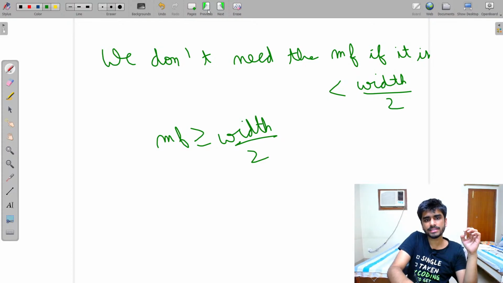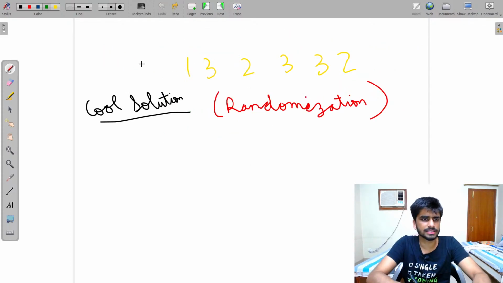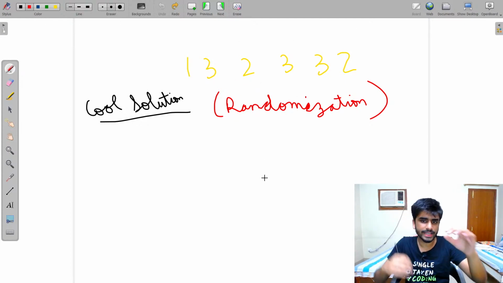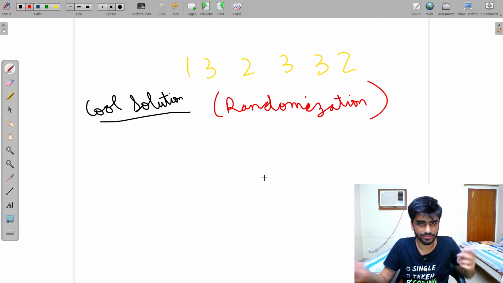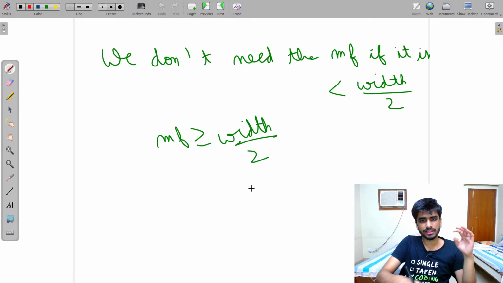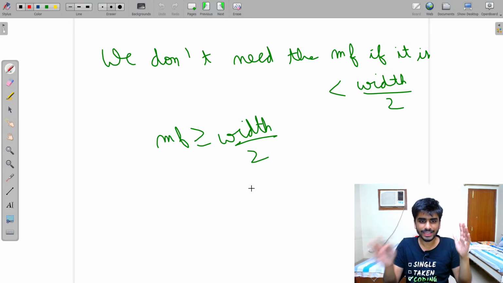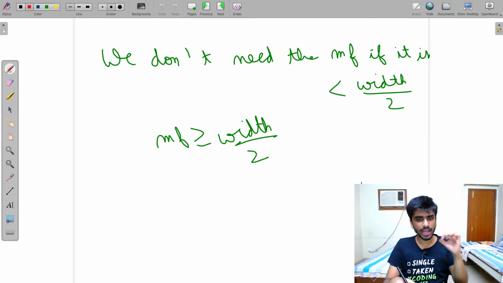So what this means is, if we have 6 elements here, at least 3 of them have to be equal to the mode. Otherwise, I don't care what the mode is, right? So in the range that I have, at least half of the elements are equal to each other, right?